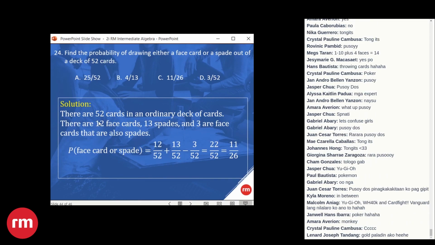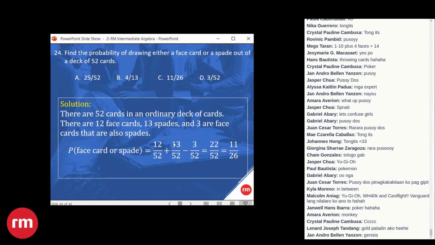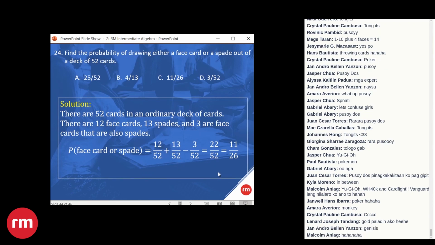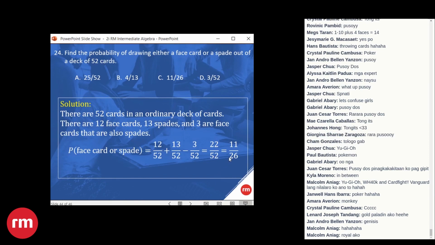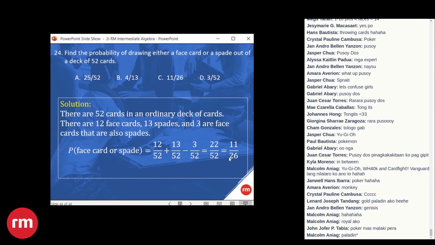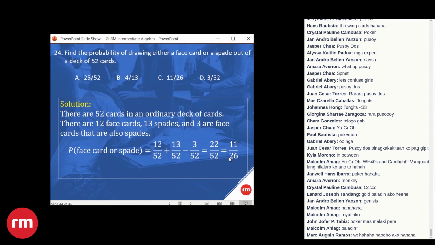Sa 12 face cards na to, 3 of them are spades. Sa 13 spades na to, 3 of them are face cards. So the probability is simply 12 plus 13 minus 3 over 52, and you get 11 over 26. Okay? So, I hope naintindihan nyo na kung paano nagpa-function ng cards.